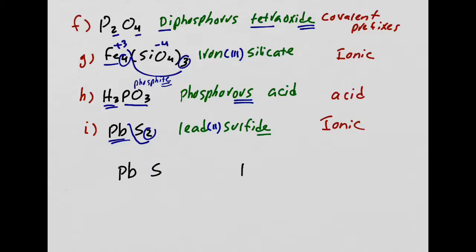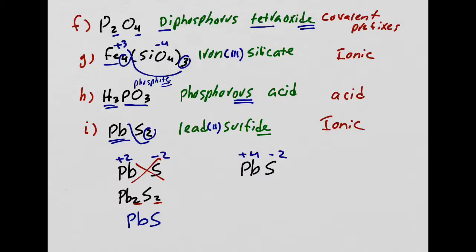So PbS. Sulfur, I know, always has a charge of -2. That doesn't change based on the periodic table. Lead could be +2 or +4. You can probably see where I'm going with this. If I cross multiply the charges here, I get Pb2S2. Except, what do I need to do? I need to simplify by dividing it by 2. If you can simplify, you must simplify. If I simplify, I get PbS.